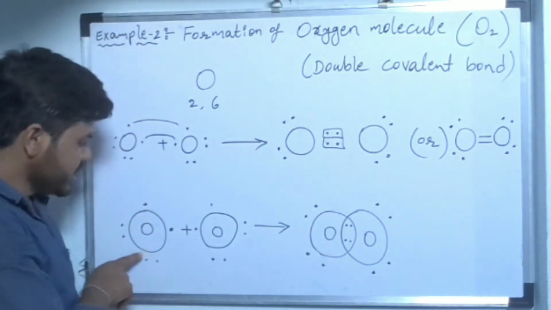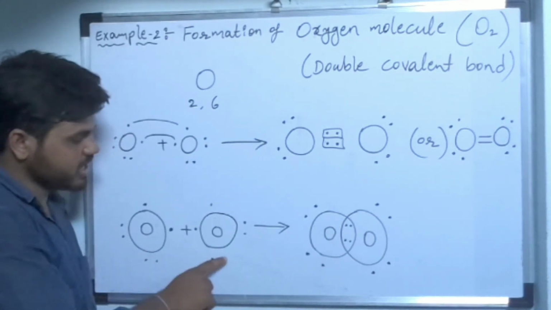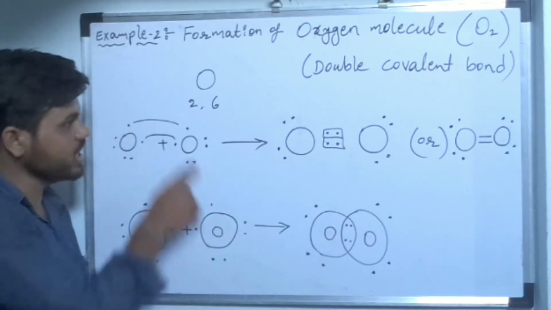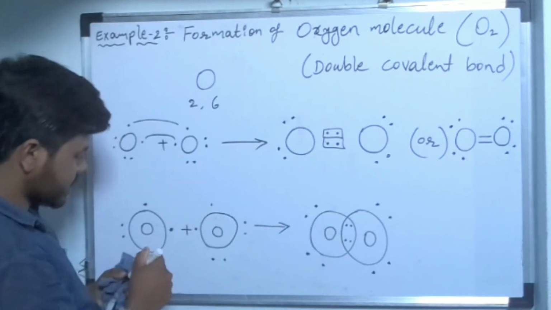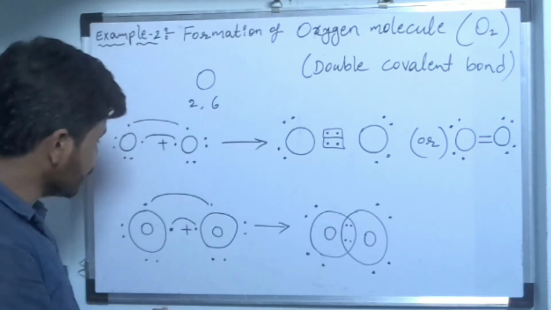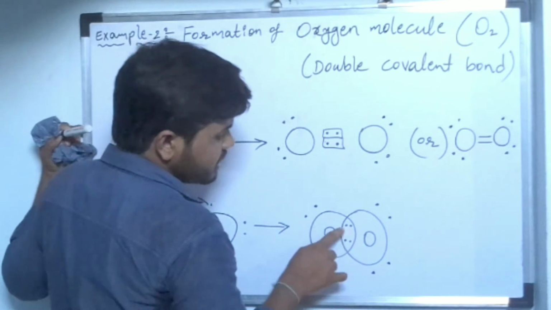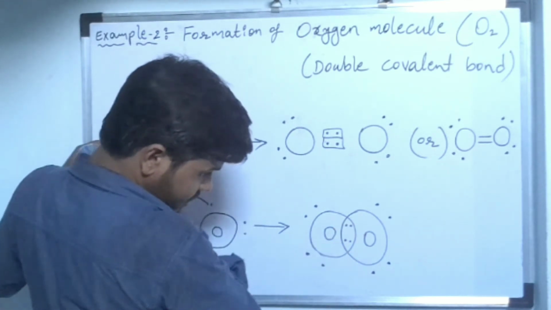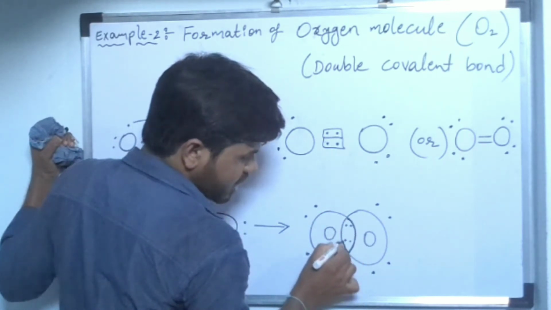In another way, each atom is represented by a circle. Here one oxygen and this is another oxygen. I placed valence electrons as before. Okay, these 2 electrons and these 2 electrons are shared between 2 atoms of oxygen to form an oxygen molecule. See, this is the common area of the oxygen molecule. In the oxygen molecule, this is the common area of 2 atoms of oxygen.